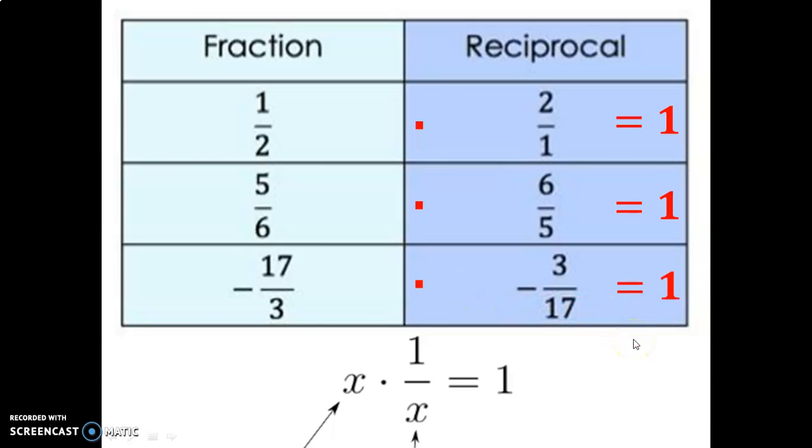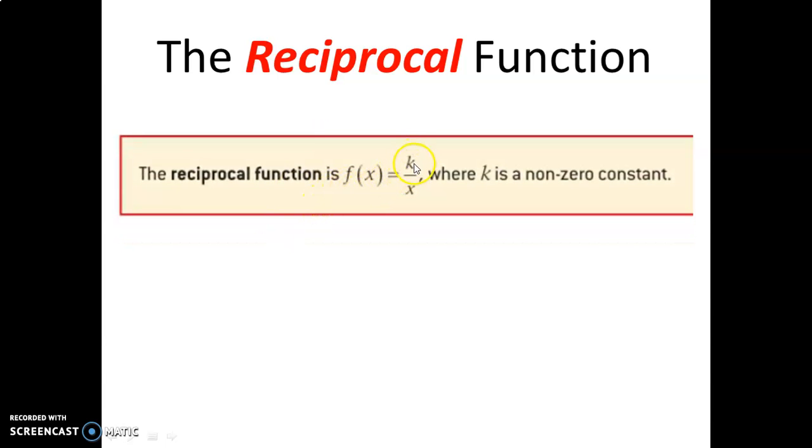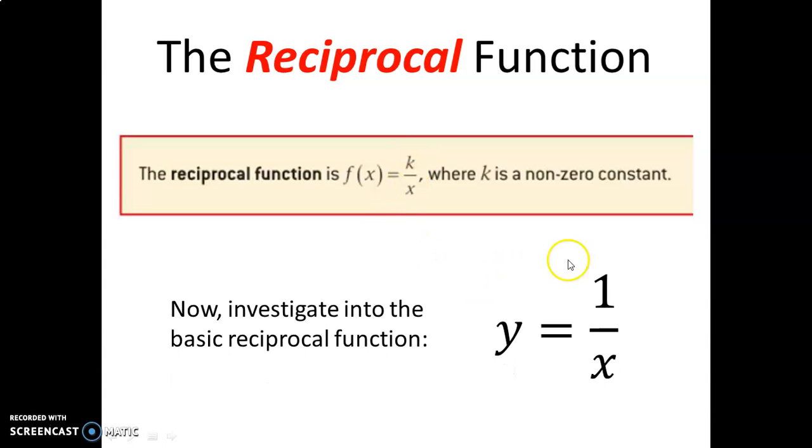Those are reciprocals. So let's talk about the reciprocal function. It's a function that comes from the idea of a reciprocal. It looks like this. F of x equals k over x, where k is some non-zero constant. So imagine some number here that is not 0. The reciprocal function in the simplest form looks like this. Y equals 1 over x. So in this case, our k value is 1. So notice this 1 over x is a reciprocal, like we've been talking about. It's the reciprocal of x.